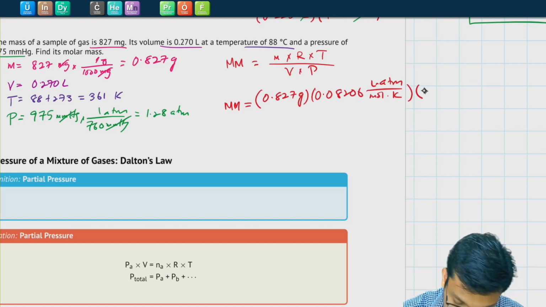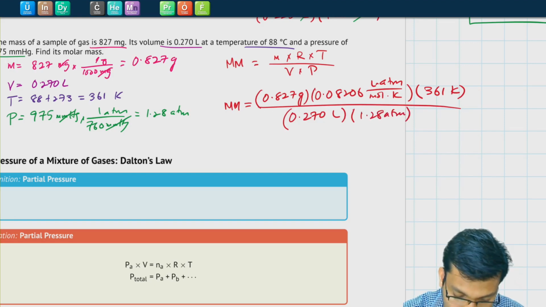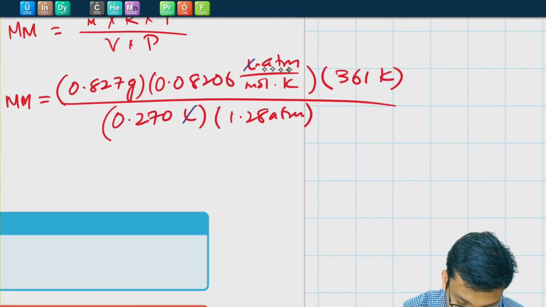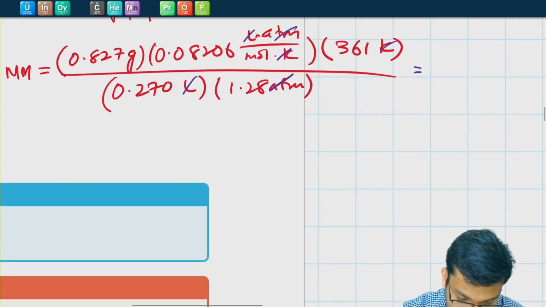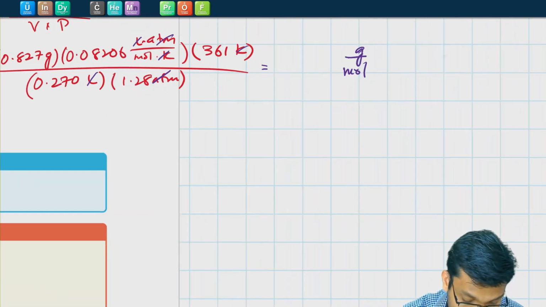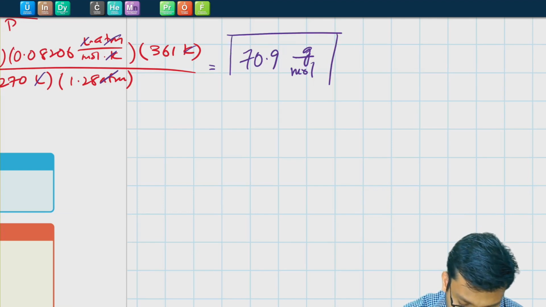What's the temperature? 361. Divided by the volume, 0.270 liters, and the pressure is 1.28 atmospheres. Now we did this above, so we know the units should cancel out, but you know what? I like canceling units, so let's do that. And we get grams over moles. That's the molar mass, so that's okay. Grams over moles. I plug this in a calculator and I get 70.9 grams per mole.